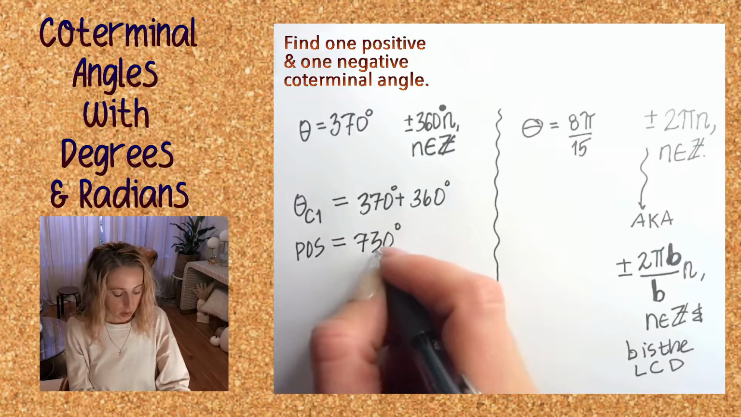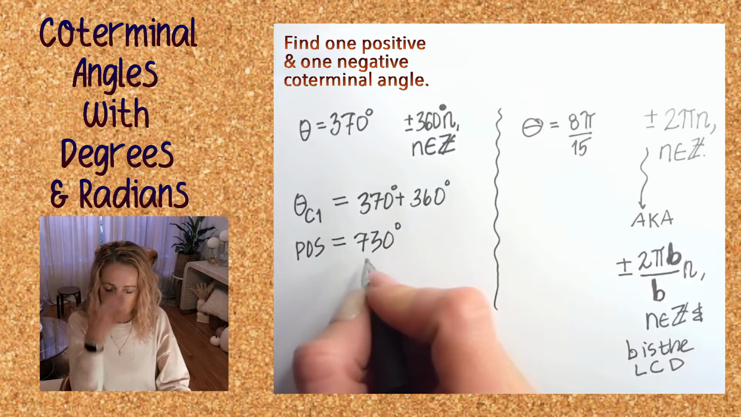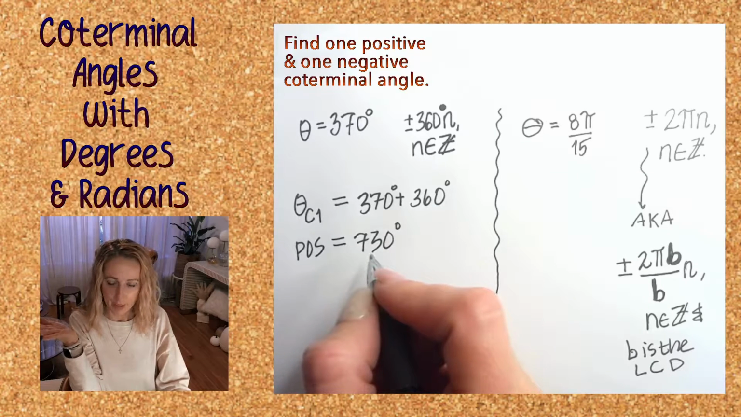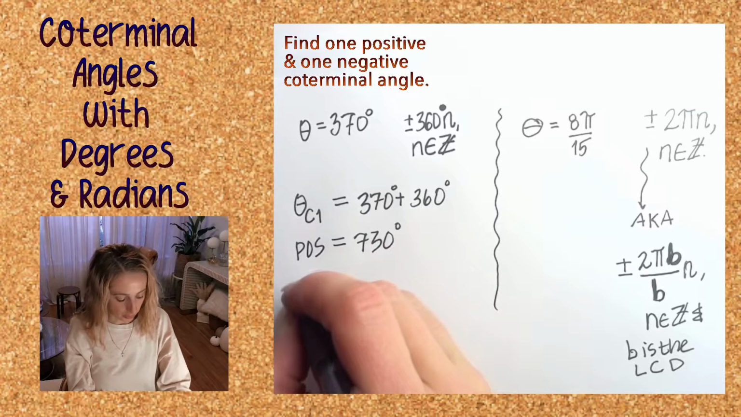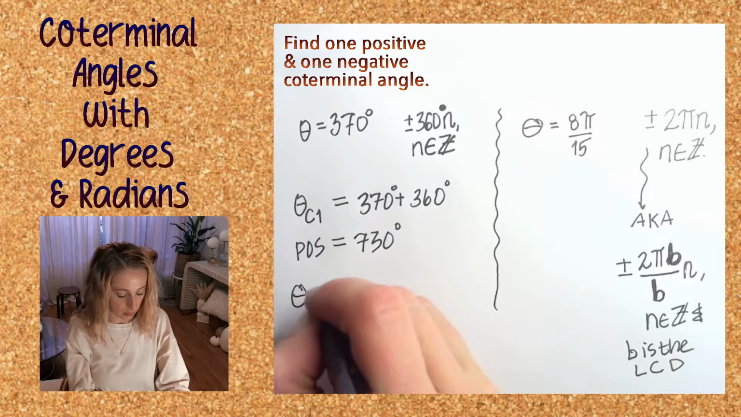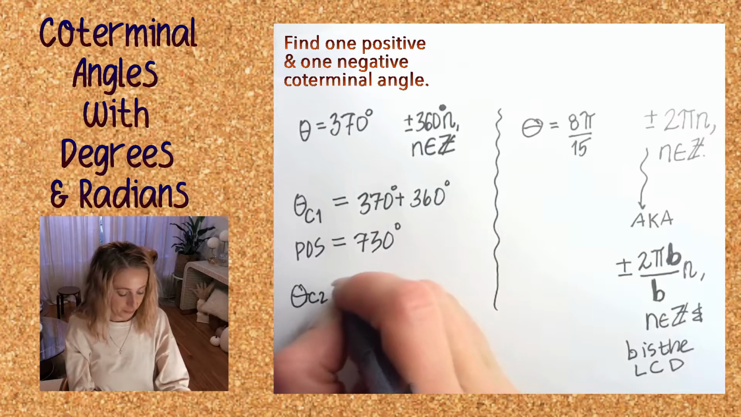Next, don't go back and subtract 360 from 730. What are you doing, my friend? You're going to get 370. You're going to get back to where you started. So if I want to get my second coterminal angle, my negative, I have to go back.